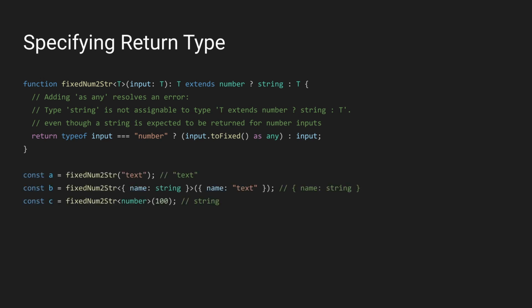Now, after the fixing, we have passing text. The return is text string value. Passing object returns valid object type. Passing number, finally, we get the string as it was intended.